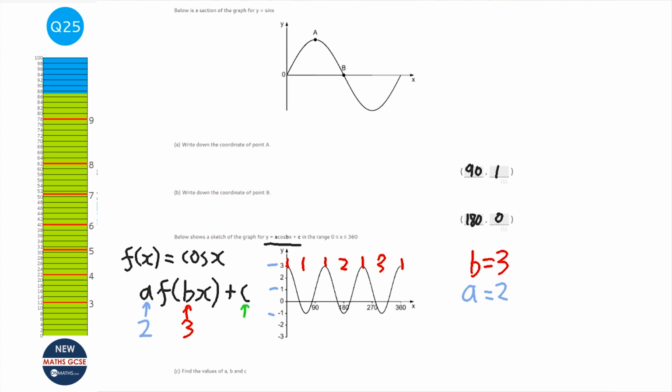And the c at the end here tells us how far it's shifted on the y-axis. If it's outside the function, it goes on the y-axis. Well, as said before, it would normally be at 1. It's now moved up to 3. So it's moved up 2. So therefore, c equals 2.